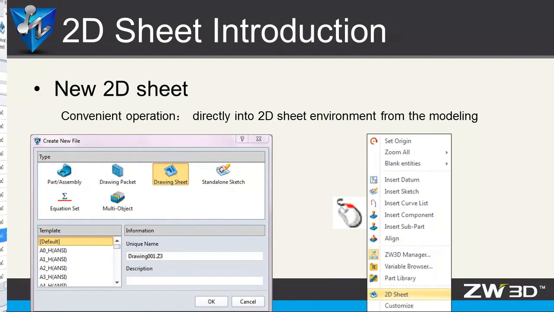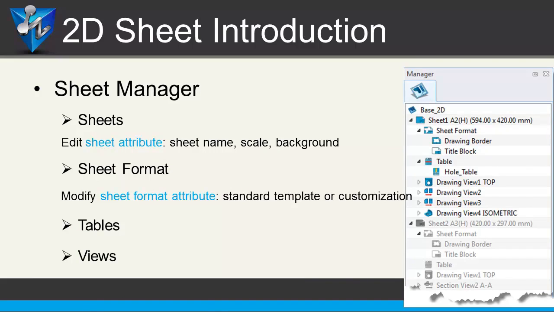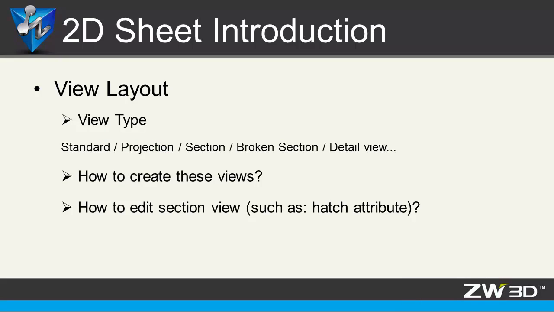Second, new 2D sheets. Except for creating new file, in ZW3D modeling environment, we can directly open 2D sheets. It is very convenient. Third, Sheet Manager. It integrates sheet management, sheet format definition, table functions, and view information. View layout. ZW3D provides standard view, projection view, section view, detail view, and so on. The following section will introduce how to create these views and how to edit section view.